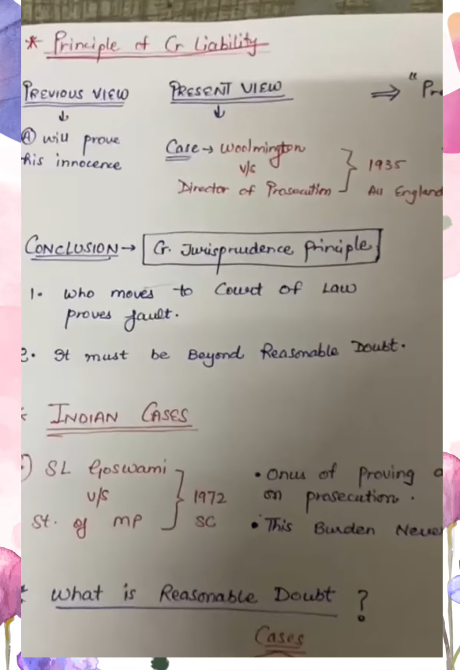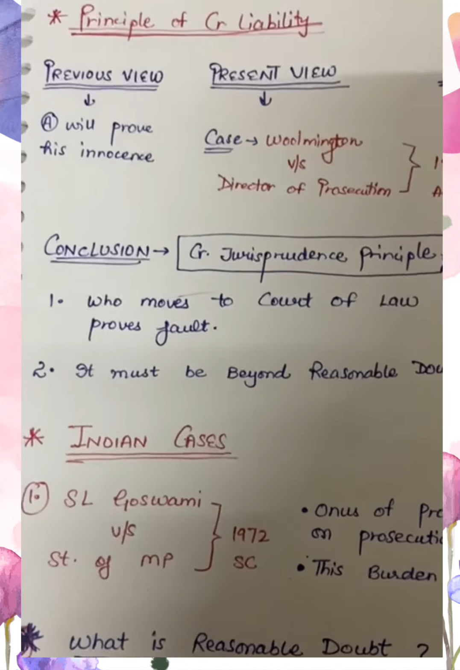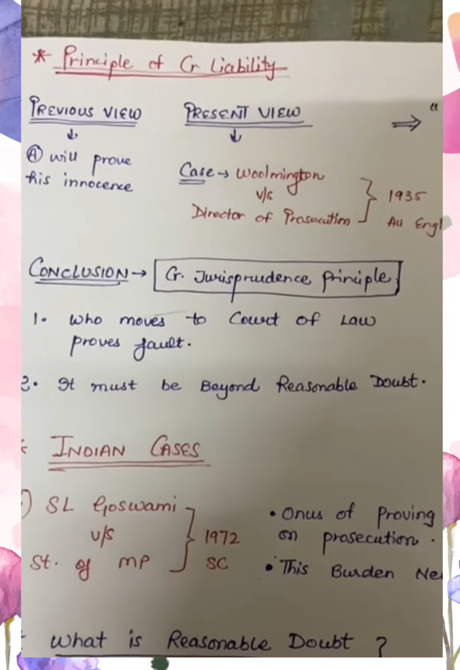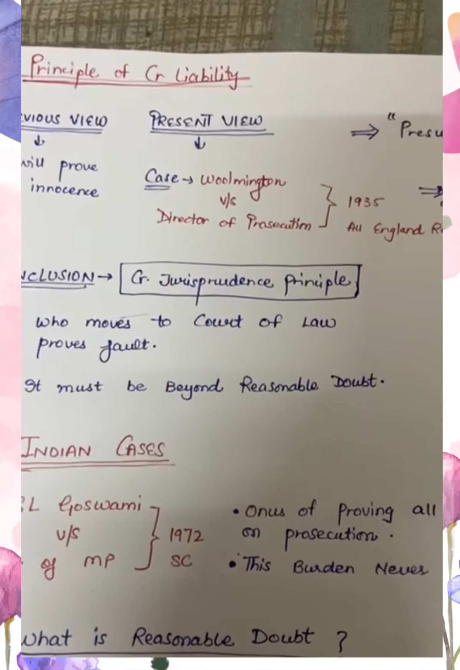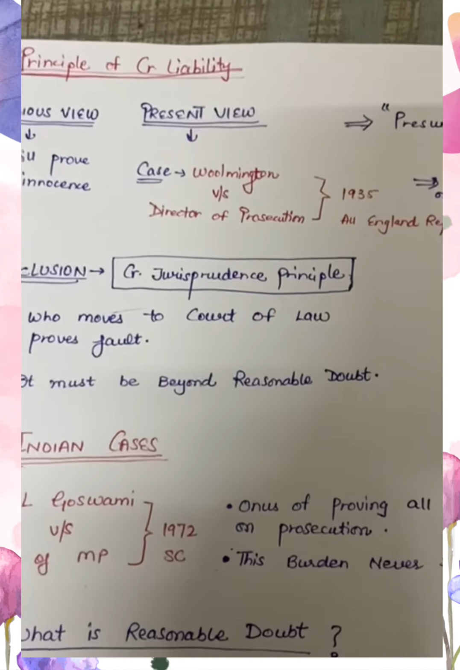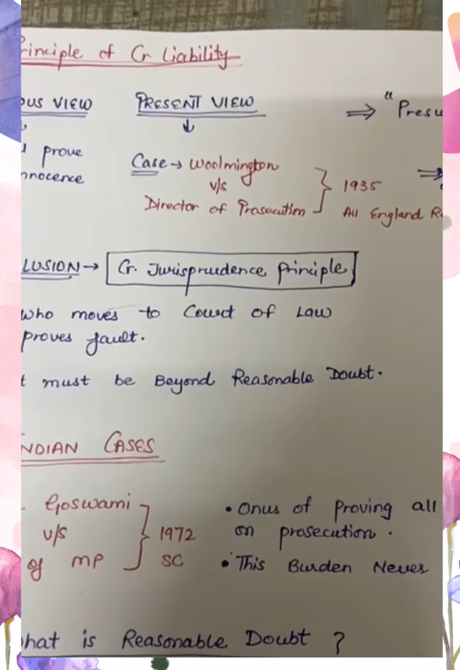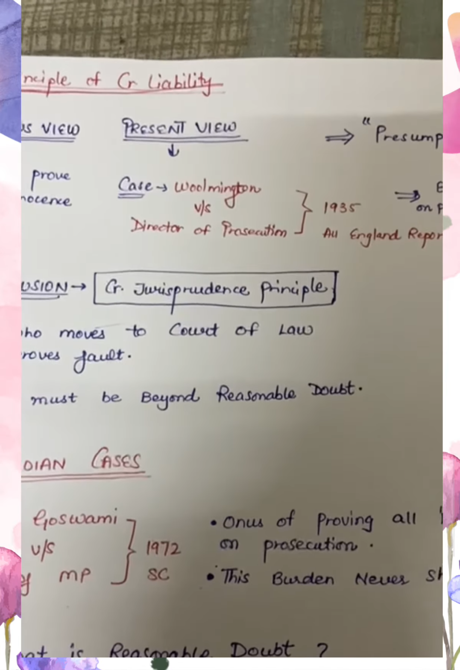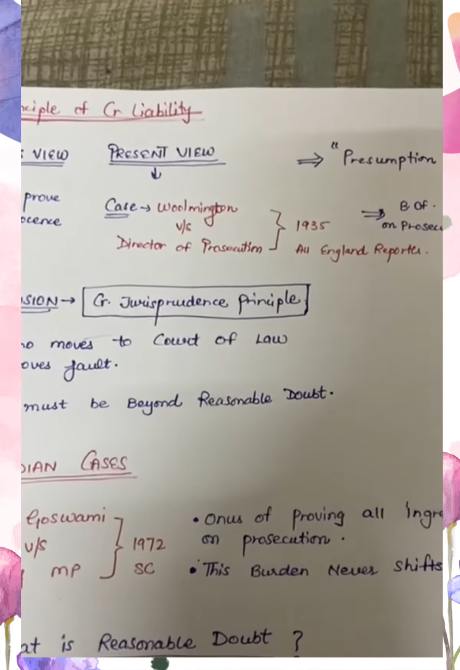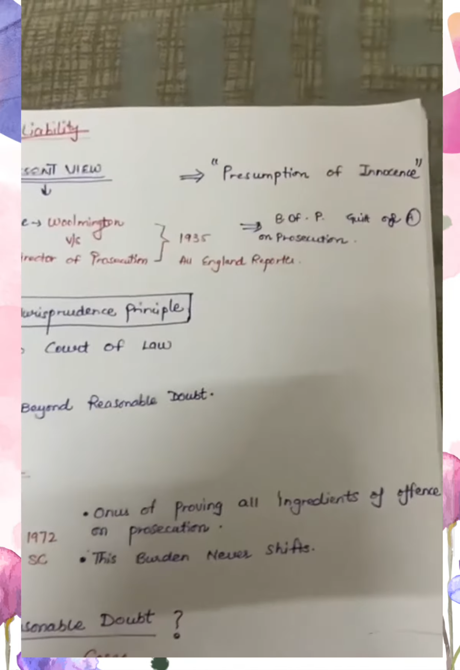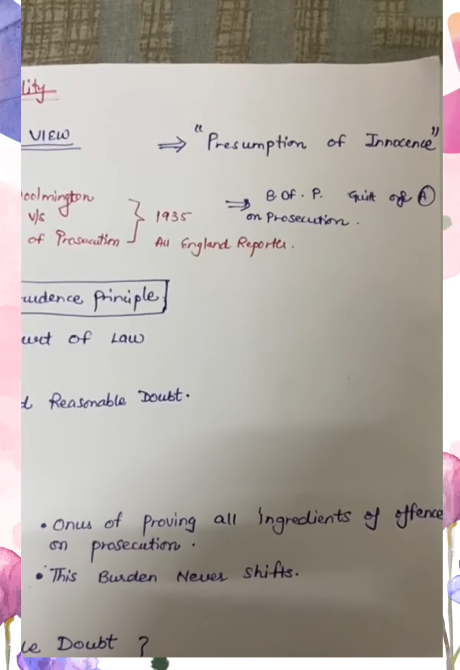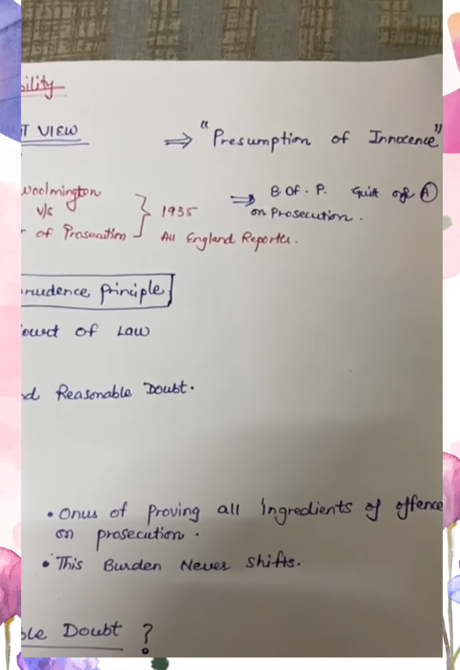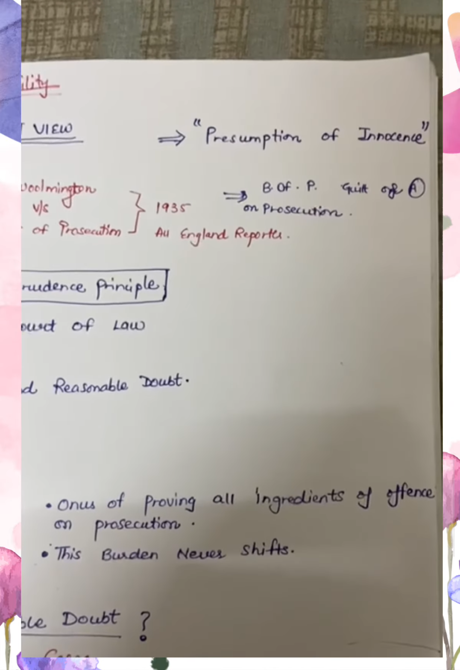In the previous view, it was that the accused will prove his innocence, but the present view, which emerged from the landmark case Woolmington versus Director of Public Prosecutions, 1935 All England Reporter, is the presumption of innocence. It is that the burden of proving the guilt of the accused is on the prosecution.